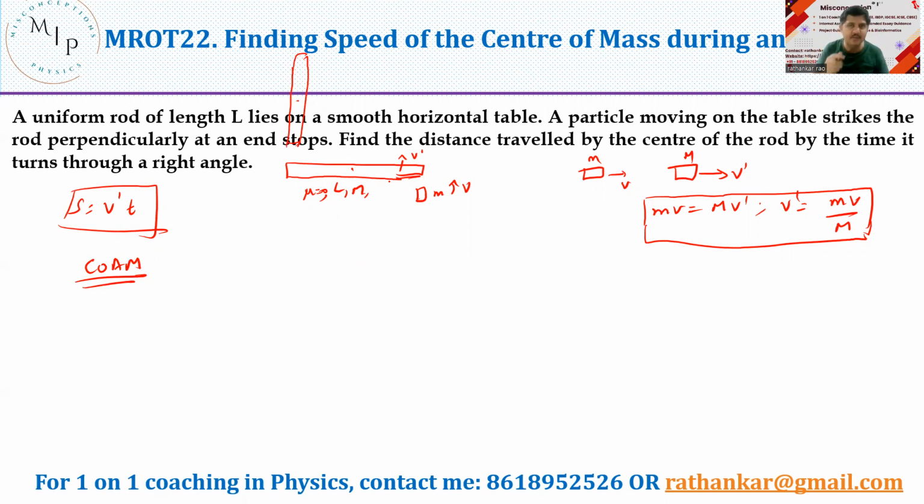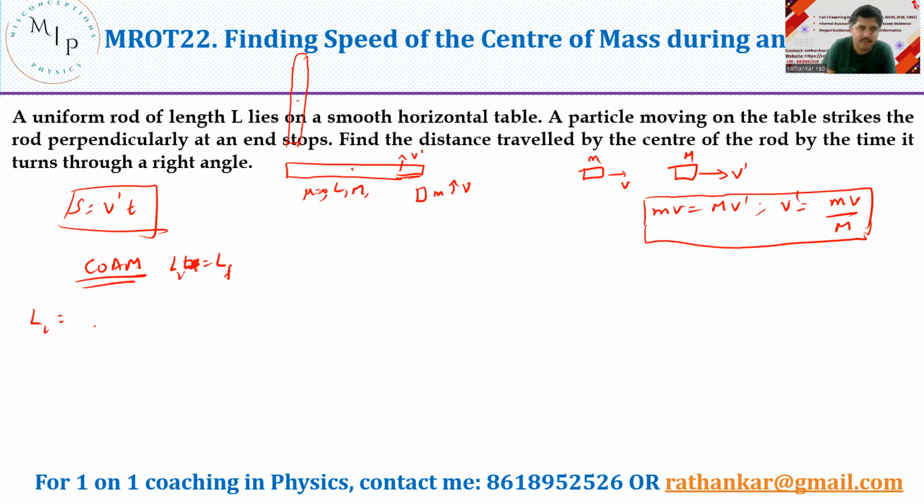So therefore, there is no force being applied. So now what we do is we can apply COAM, conservation of angular momentum. When I take COAM, what do we have here? COAM tells you that the initial angular momentum is equal to the final angular momentum, Li is equal to Lf. Now let us find out what Li is.